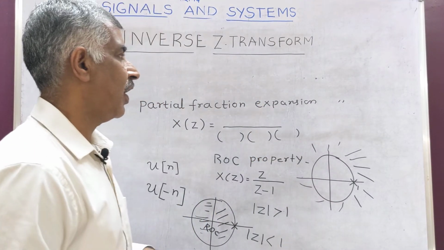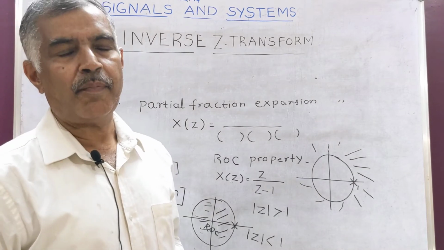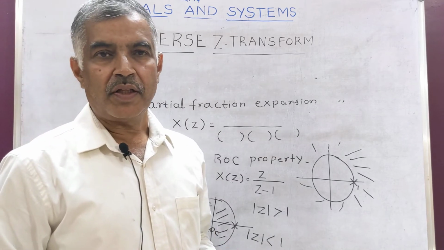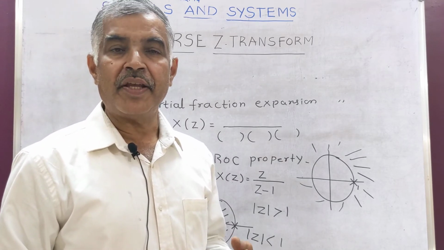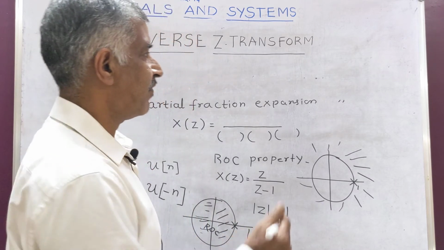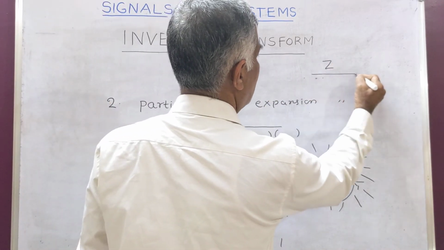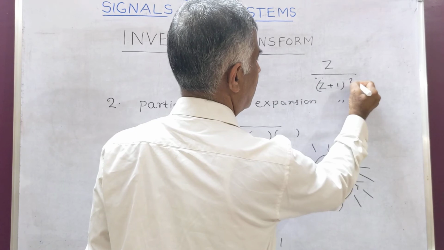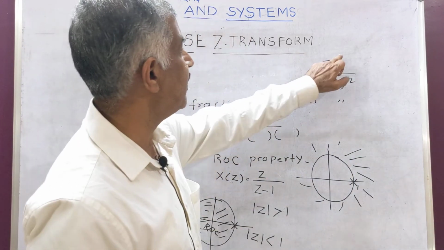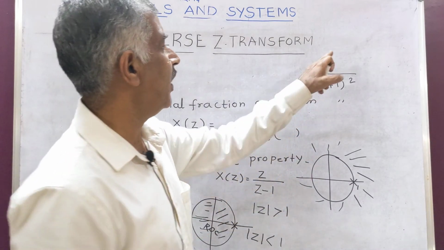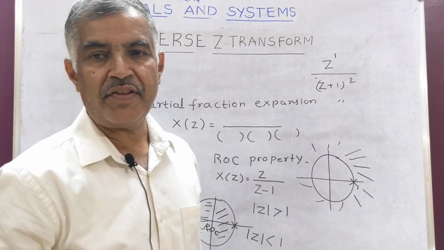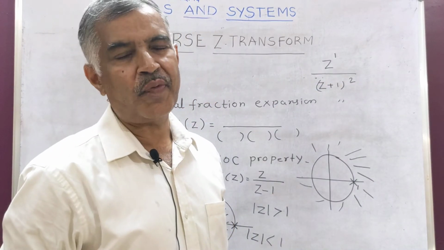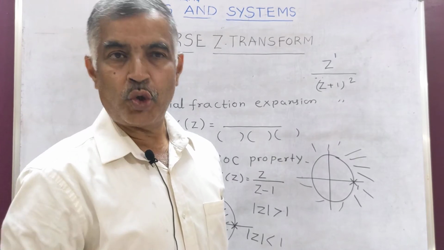One more point I want to mention: while doing partial fractions, the degree of the denominator must be greater than the degree of the numerator. For example, z by z plus 1 whole square. The highest degree of the numerator is 1, whereas if you expand the denominator, it is z square, so the degree of the denominator is 2.